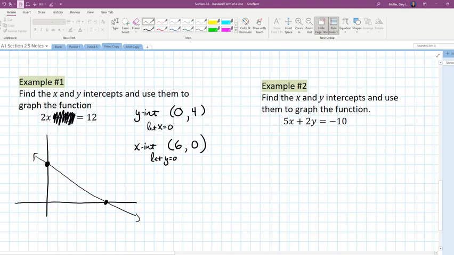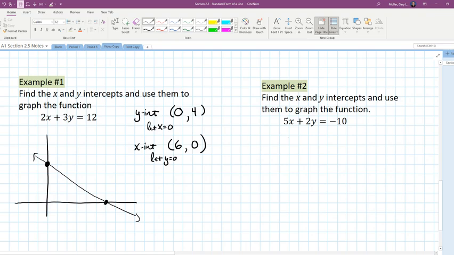It doesn't tell you the slope when you do it this way. You have to think about it a little bit to find the slope. So if that's important to you, you have to take a few extra steps. But if your goal is just to get a glimpse of this graph, this is a very simple way of doing it. All right, so example number 2, find the x and y intercepts, use them to graph.